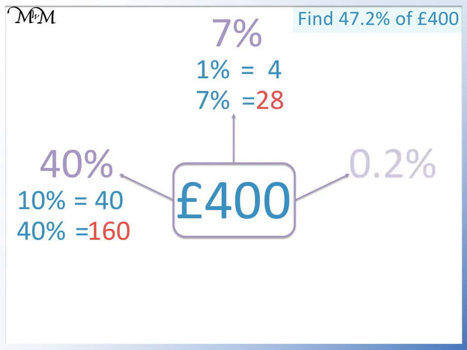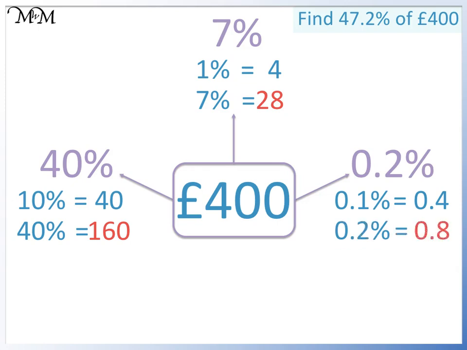Finally we'll look at 0.2%. 0.1% of 400 is 0.4. We can work this out by dividing 400 by 1000. Or, we've already found 1%, so we can simply divide this by 10 again. If 0.1% is 0.4, then 0.2% must be 0.8, because we have simply doubled it.